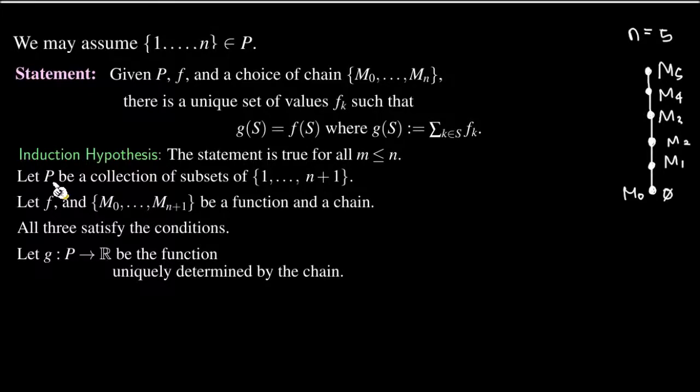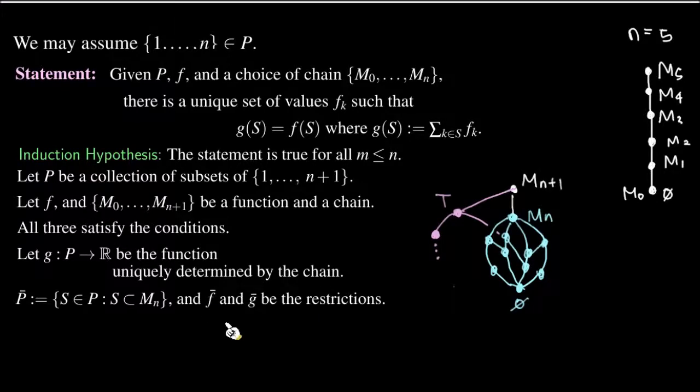Now we have a collection with subsets of n plus 1 numbers, and f is a function on P satisfying the functional equation, and this is a chain we choose from 1 through n plus 1. This chain has n plus 1 elements, mn contains some n elements, and so on. They all satisfy the conditions given. Now G is not given, just determined by our choice of this chain and this function f. So G is uniquely determined by the chain we chose.